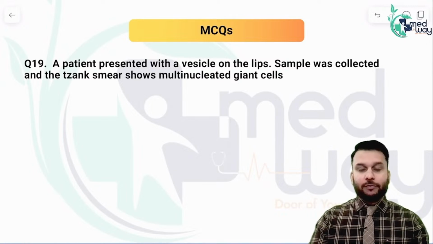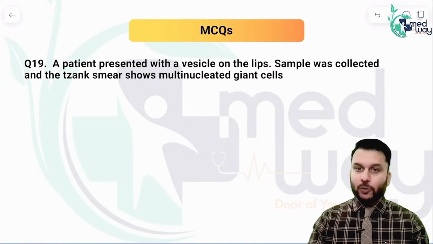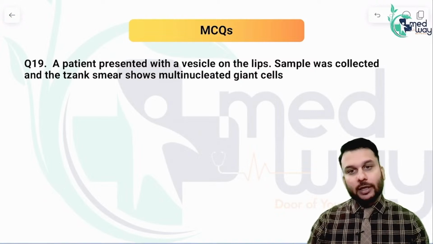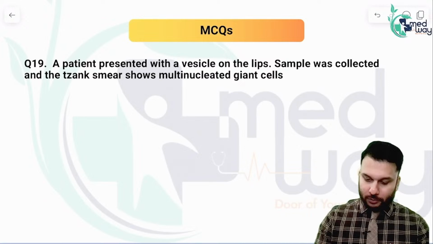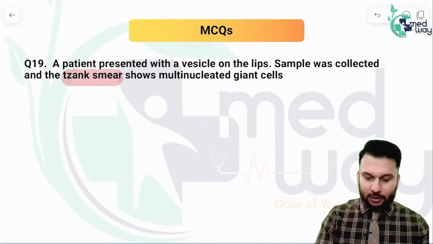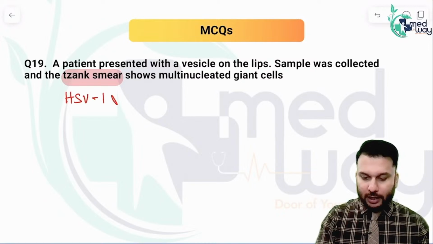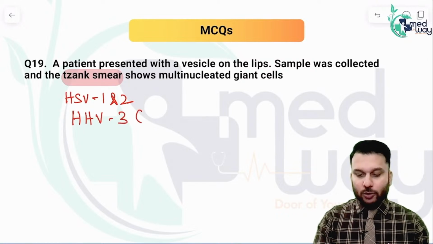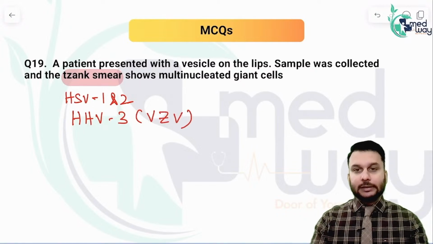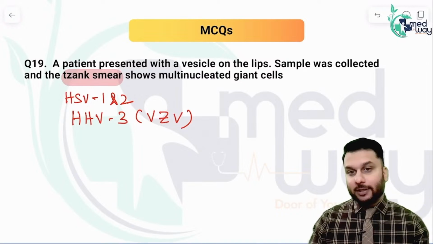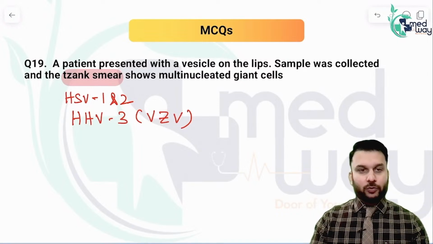A patient presented with vesicles on the lips. A sample was collected and the Tzanck smear shows multinucleated giant cells. What is the most likely organism? You have to remember that if the Tzanck smear is mentioned, it is done for HSV1 and 2, and also for HHV3, which is known as varicella zoster virus. This is the one that causes chickenpox and shingles. All right, so keep in mind that it will be these three only.